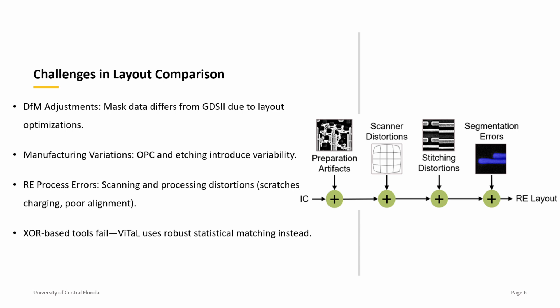However, comparing layouts is not straightforward. First, design for manufacturability alters the layout for lithographic optimization. Secondly, manufacturing introduces variability through processes like optical proximity correction. Finally, reverse engineering itself adds noise through etching artifacts, misalignment, or SEM distortion. These factors make exact layout matching impossible, so VITAL instead uses statistical and feature-based comparison.